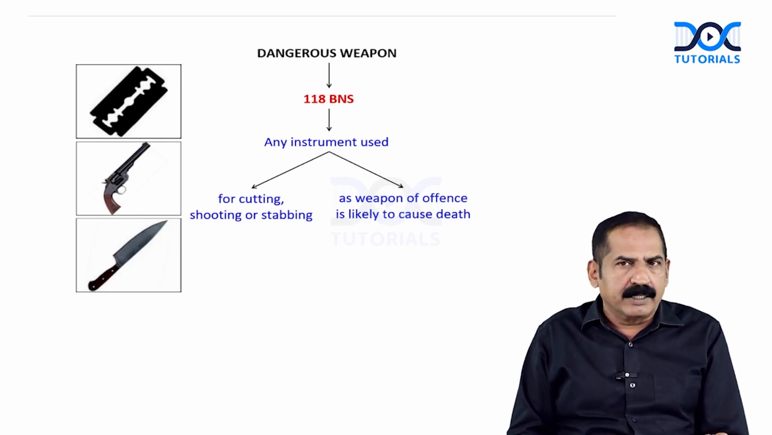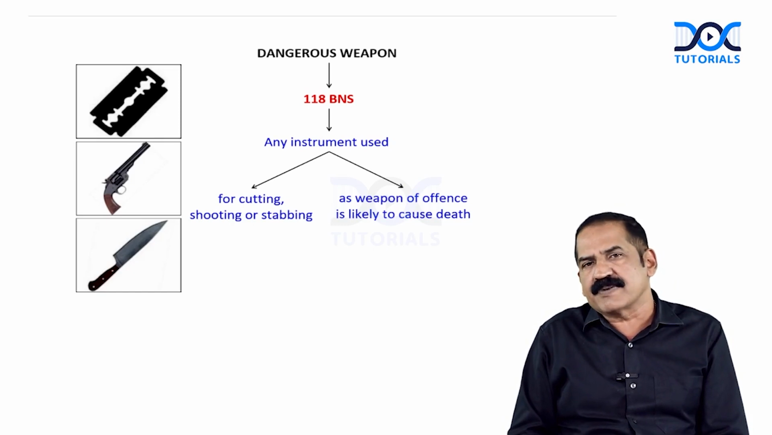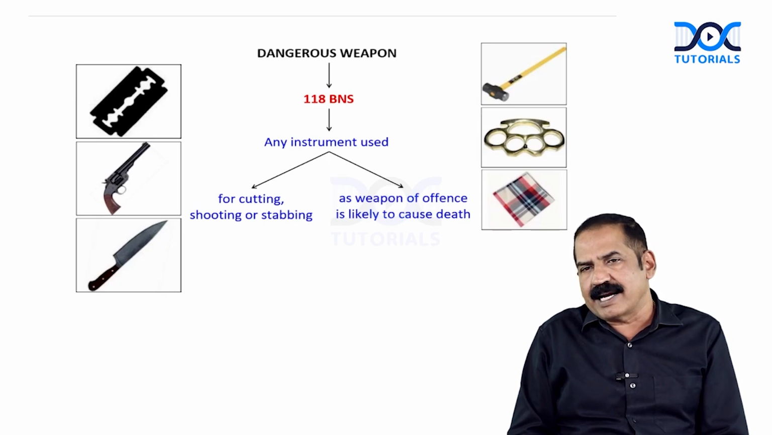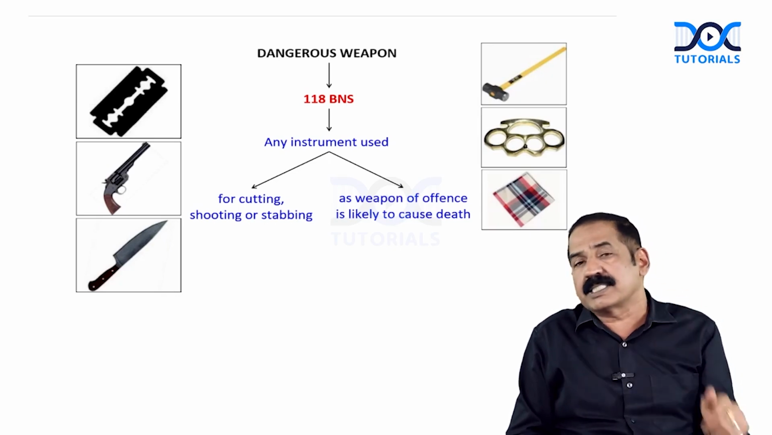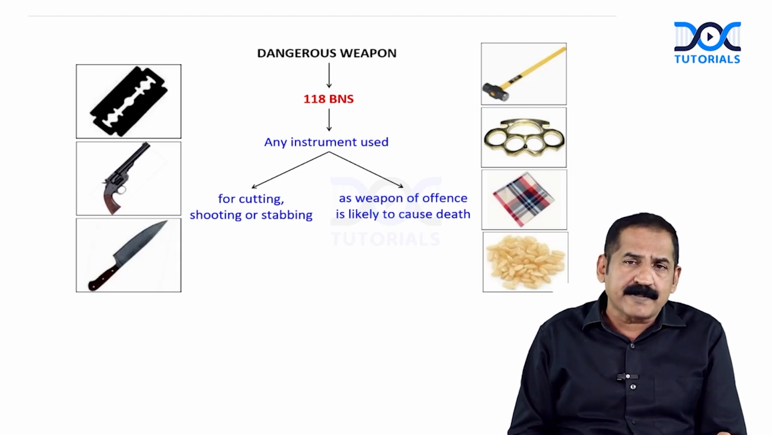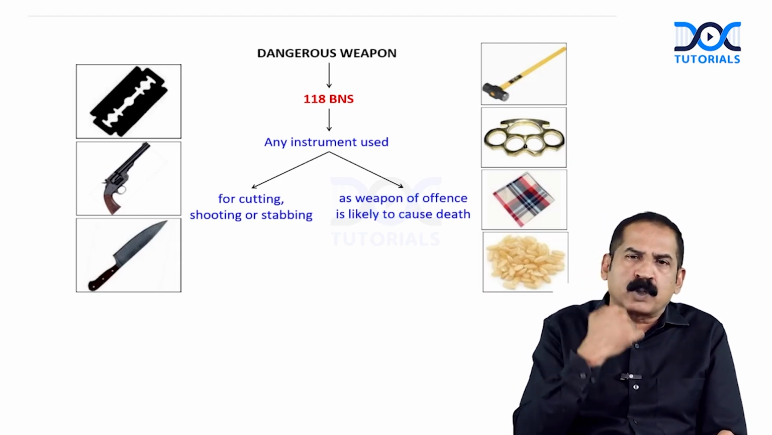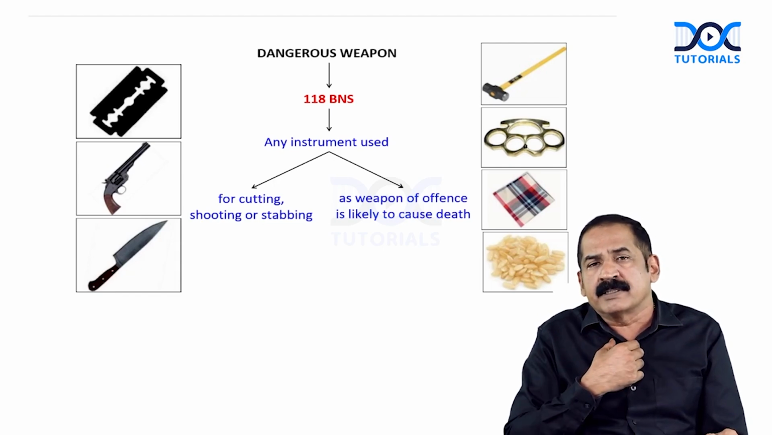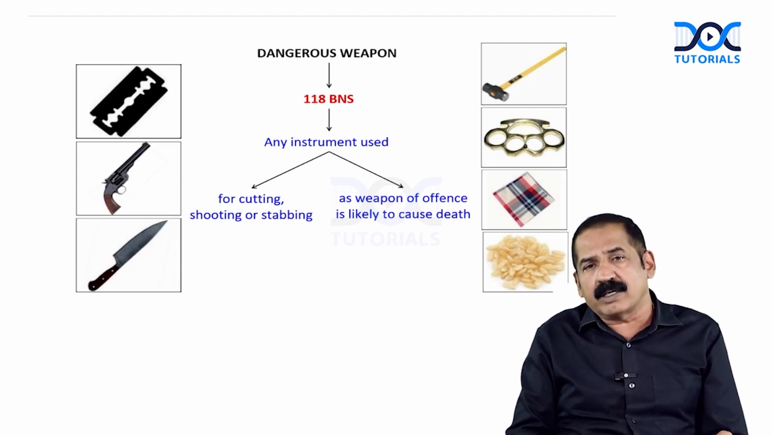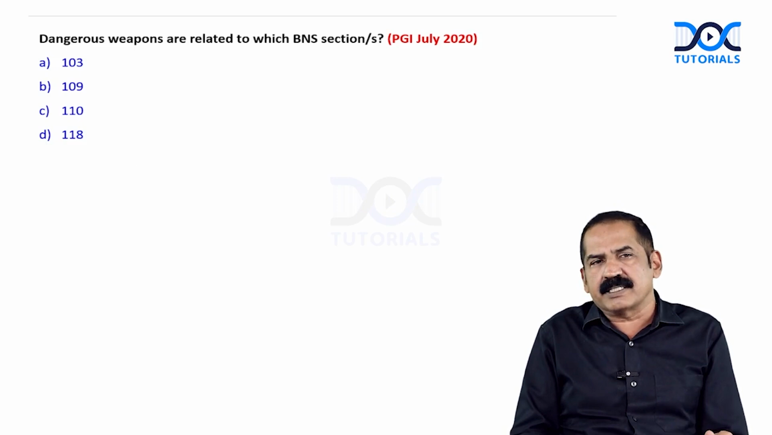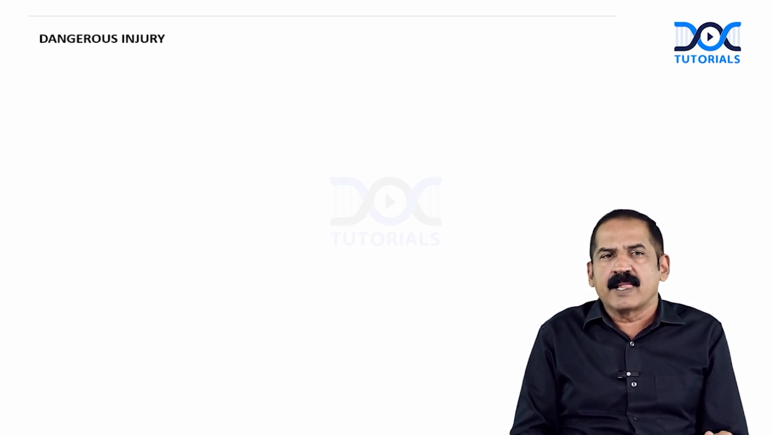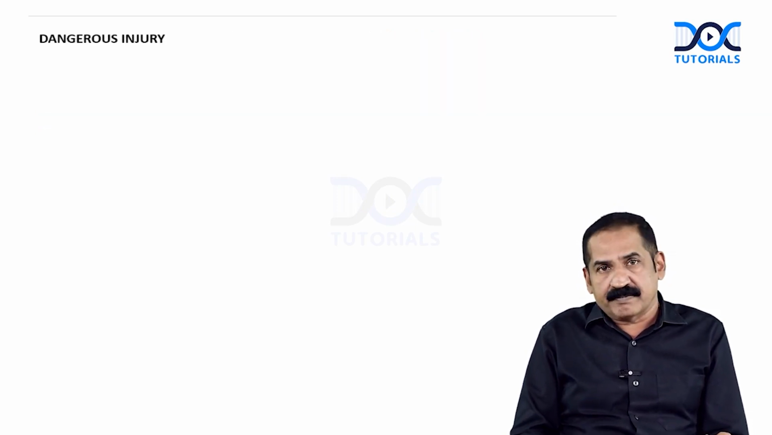Strictly speaking, according to me, each and everything available on the earth is dangerous weapon. For example, hammer, dangerous weapon, punch, dangerous weapon, handkerchief, dangerous weapon. You can use for gagging, you can use for smothering, even you can use for strangulation. Even rice particle is a dangerous weapon. You can introduce 1 or 2 rice particle into the nostril, especially of a baby. Person may die of laryngeal spasm. Even water is a dangerous weapon. Everything is dangerous weapon. Okay. Now, dangerous weapons are related to which BNS section? Answer is 118.